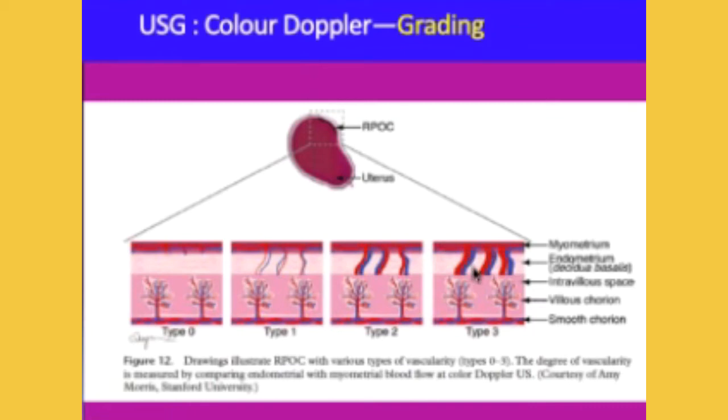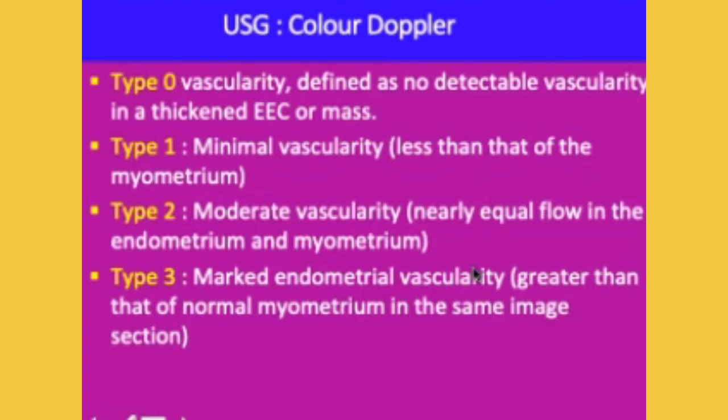So type 0 is defined as no detectable vascularity in a thickened endometrial complex or a mass. Type 1 is minimal vascularity, less than that of the myometrium. Type 2 is moderate vascularity, nearly equal in the endometrium and myometrium. And type 3 is marked endometrial vascularity, that is more than that of the normal myometrium in the same image section. But I need to tell you that while putting the color Doppler box, you must take one box that includes both the myometrium as well as the endometrium, so that you can compare the two at the same time. Always compare the endometrial vascularity with myometrial vascularity for this typing or grading.